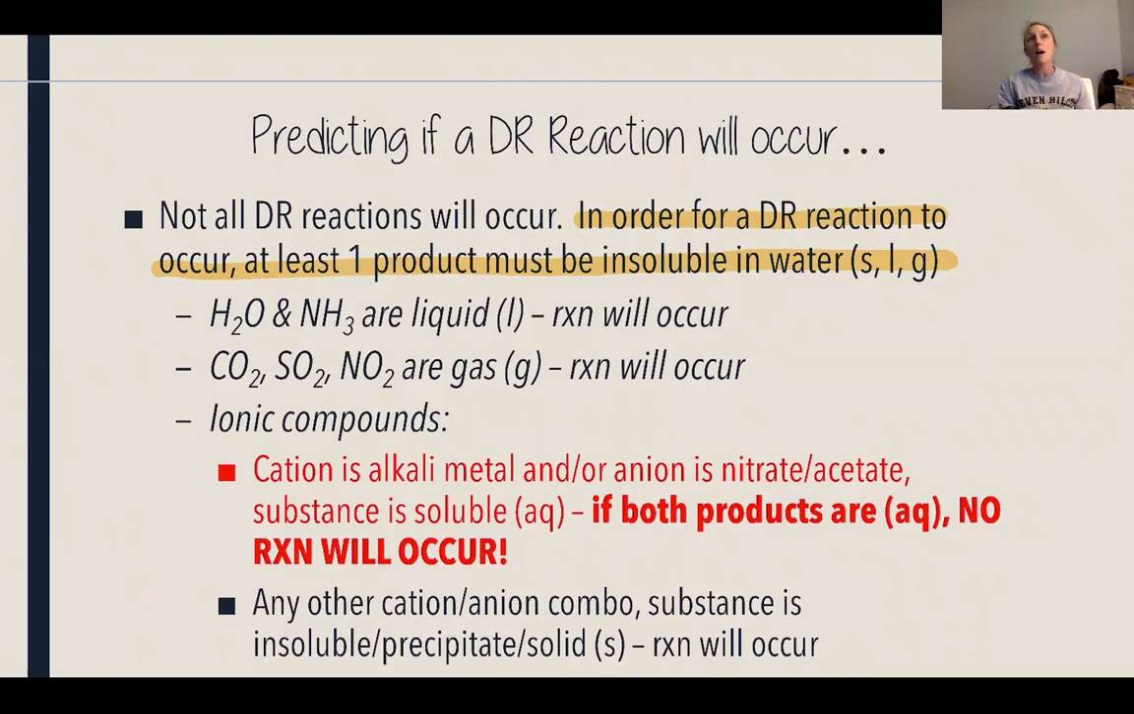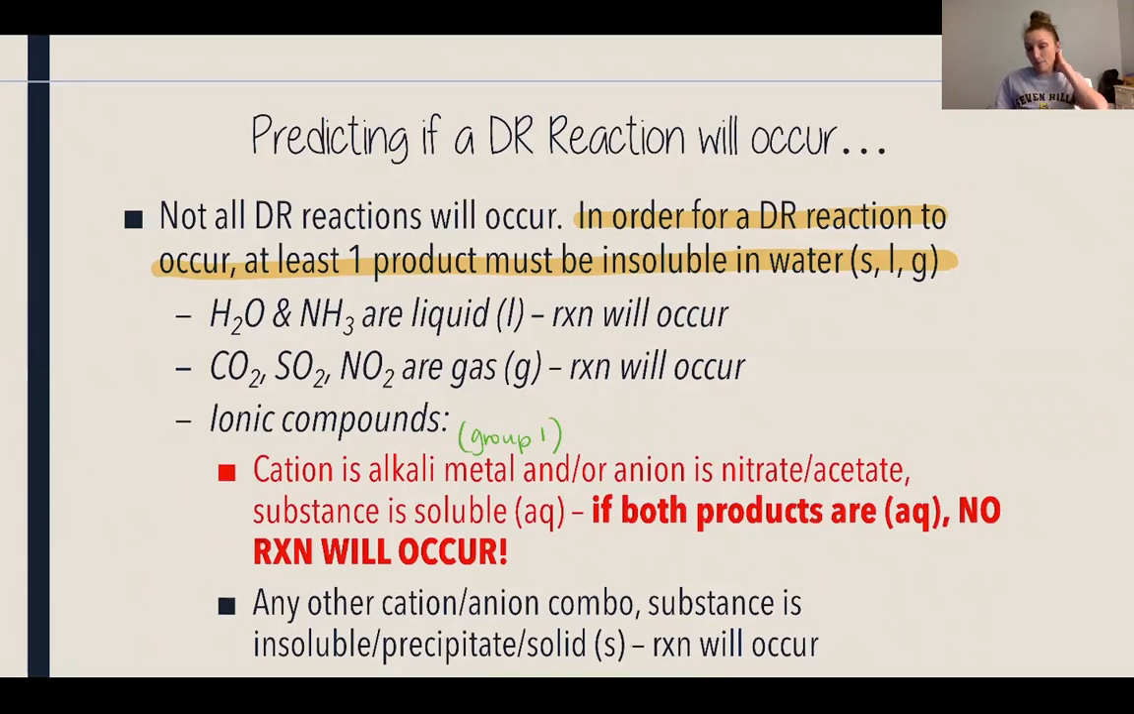The big one is, what if I have two ionic substances? Sometimes those ionic substances are soluble, sometimes they are aqueous, sometimes they are insoluble, and that means that they are a solid precipitate. So there's a couple rules that you need to know to figure that out. If your cation is an alkali metal, so something from group 1, and we're counting hydrogen in that group, hydrogen, lithium, sodium, any of those from group 1.